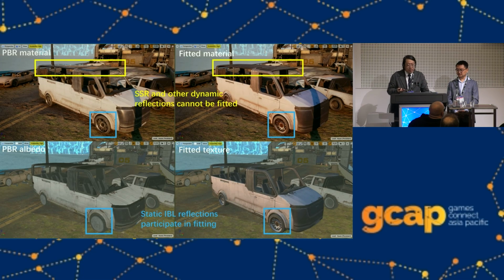Here, we are fitting the result of the reflection part. As we can see, this part of the effect is missing because screen space reflections do not participate in the fitting. Of course, this kind of effect is also turned off on low-end devices. However, static IBL can be included in the fitting and achieve an approximate appearance. As shown in the figure, the fitted texture on the wall is brightened by the IBL lighting.